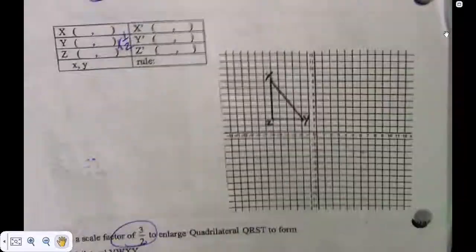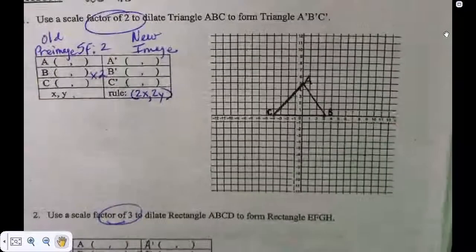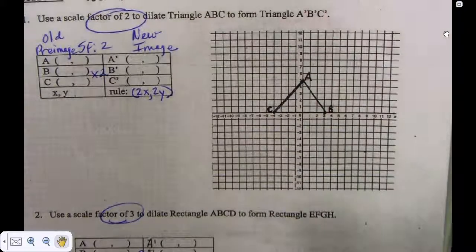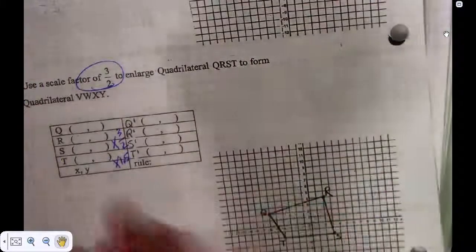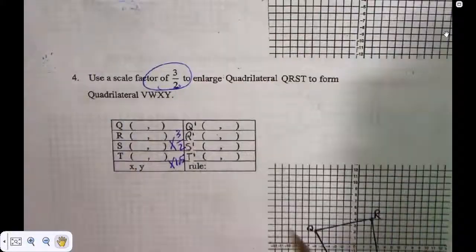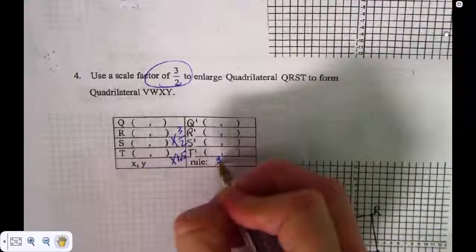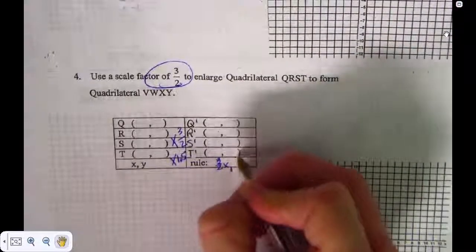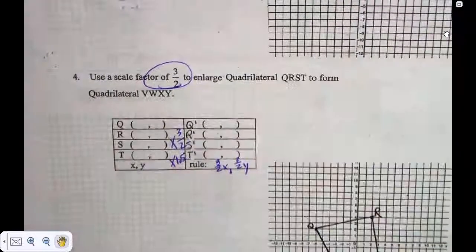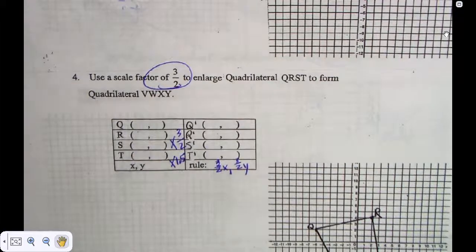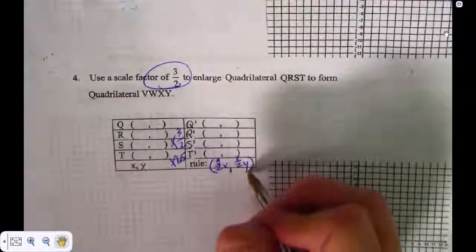Okay. Well, what was the rule for 1? 2x, 2y. So on 4, you mean? What would be the rule for number 4? Hey, everybody. The rule for number 4. 3/2 x, 3/2 y. Correct? Okay. Good deal.